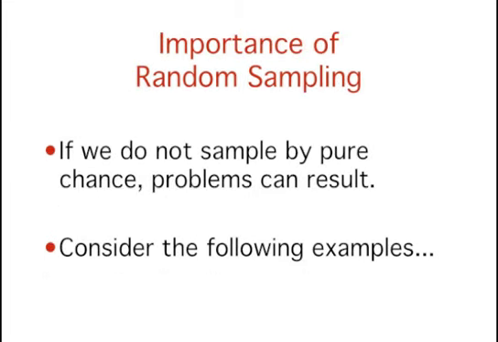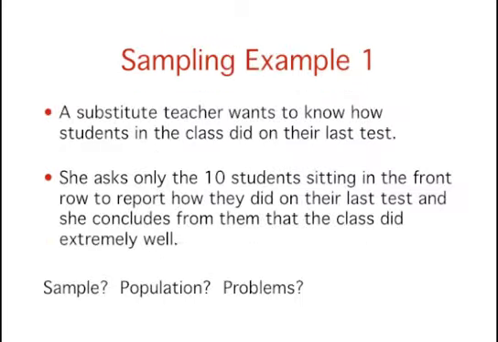To see why random sampling is important, consider the following ways that a sample can be obtained. To build on your understanding of sample and population, identify both of these and then consider the problem or problems with how the sample was selected. In this example, a substitute teacher wants to know how students in the class did on their last test. She asks only the 10 students sitting in the front row to report how they did, and concludes that the class did extremely well. What is the sample? What is the population? Can you identify any problems with choosing the sample in the way that the teacher did?